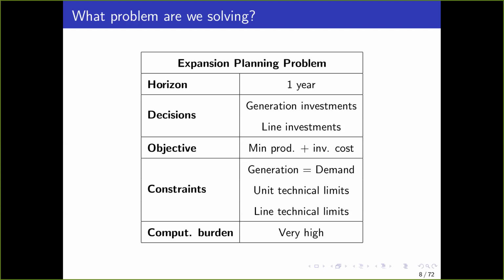in the future. We have, of course, some constraints, so we have to be sure that generation and demand are equal at every hour. We have some technical limits of units and also lines. The computational burden of these problems is high, because in 1 year a lot of things may happen to the power system. You have winter with some conditions, summer with others, and to make investments you need to take into account all possible conditions that may happen in the power system.